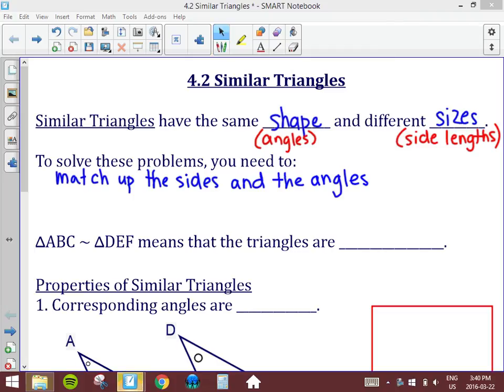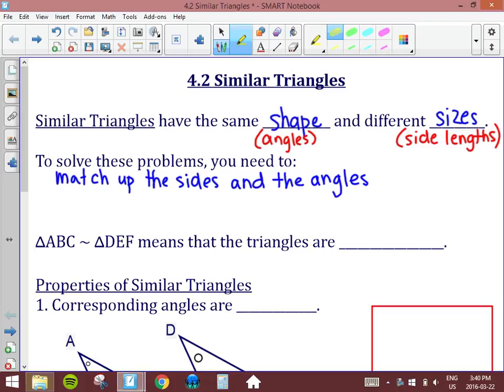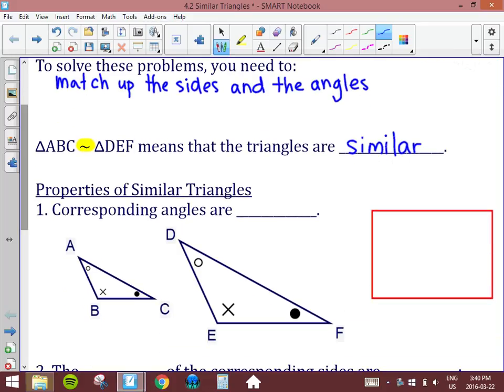In math, we love to use symbols instead of words, mostly because we're lazy and we don't want to write out full words. So today we're looking at a new symbol, and it's this tilde or squiggle sign. What this says is that triangle ABC is similar to triangle DEF. So the squiggle tells me that the triangles are similar. And we already said that means that they have the same shape but different sizes. So let's take a look at some of the properties.